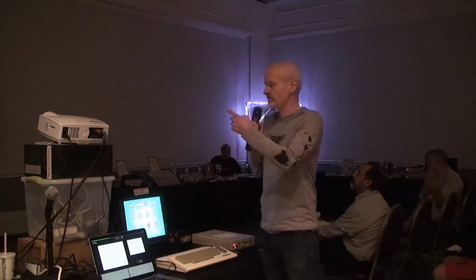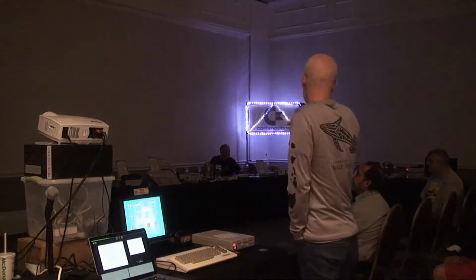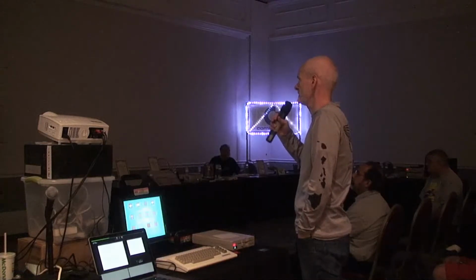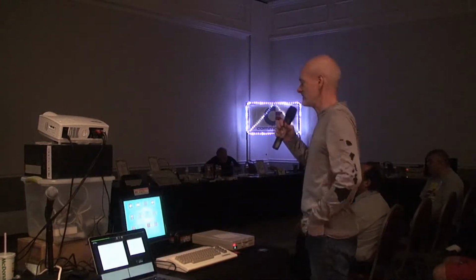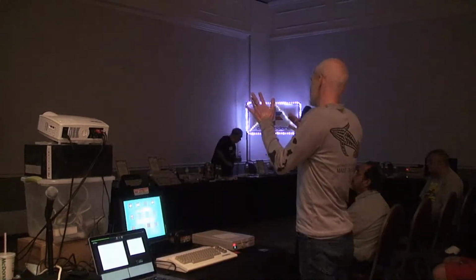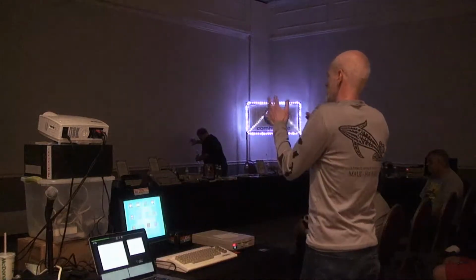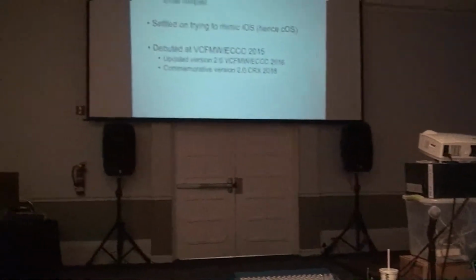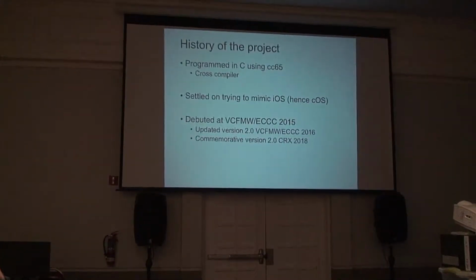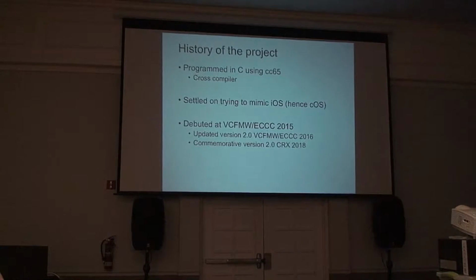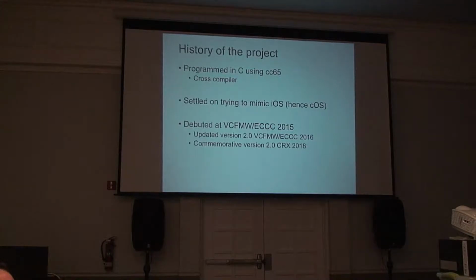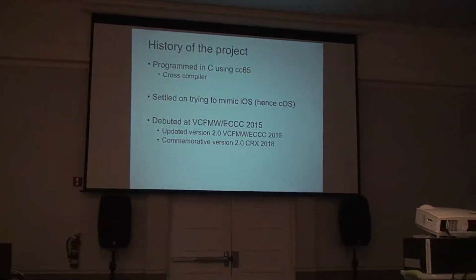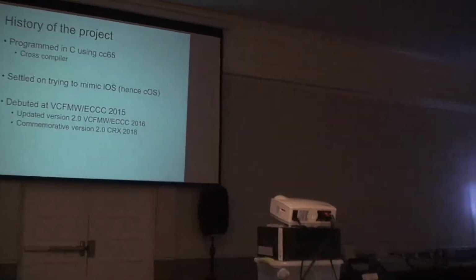I found that there's this pretty darn good compiler, CC65, for the Commodore 64, so I figured that out and started doing programming on that. Then I started figuring out what this loader was going to look like, and I settled on an imitation of iOS, and hence I called it cOS. I debuted this in 2015, and then there was another version in 2016, and now there's a new commemorative version with the CRX logo on it this year.